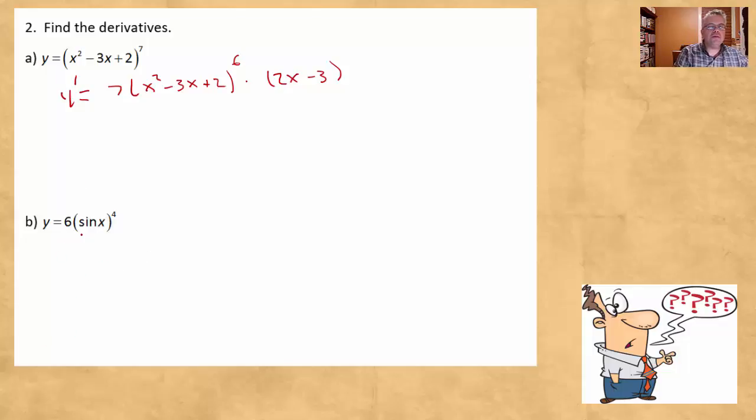Here we go. This one, we have sine of x raised to the 4th. It's being multiplied by 6 in front. So y prime would be 4 times 6, which is 24. The inside function raised to the 1 less power times the derivative of the inside function. That would be cosine of x. And we're done.